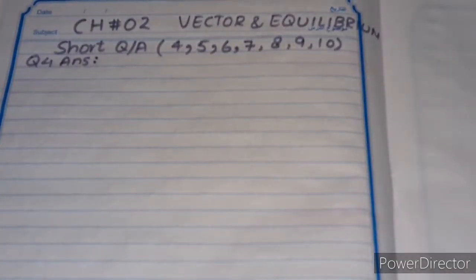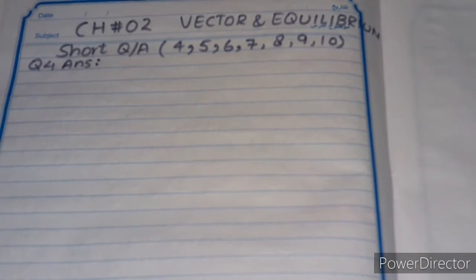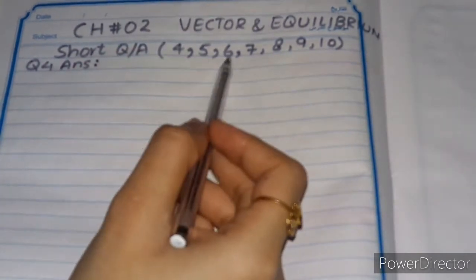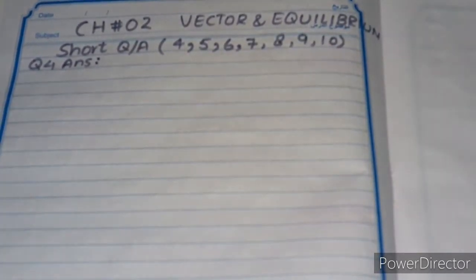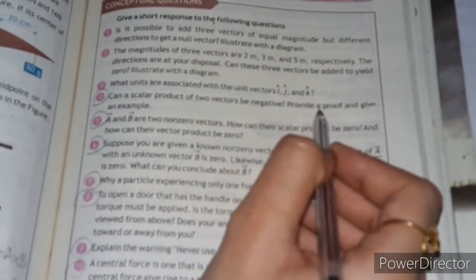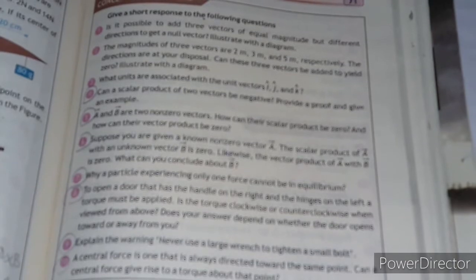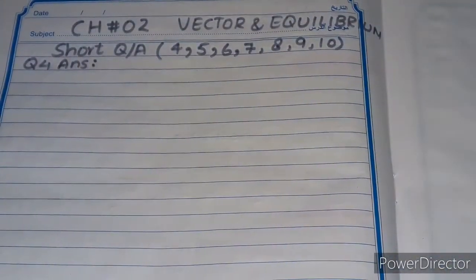Now we will do the short question answer of chapter number 2, vectors and equilibrium, which are 4, 5, 6, 7, 8, 9, 10 in the reduced syllabus. So question number 4 is, can a scalar product of two vectors be negative? Provide a proof and give an example. So let's start.